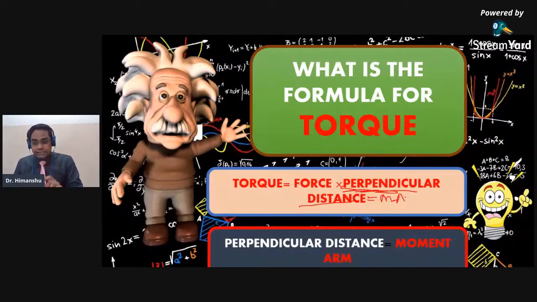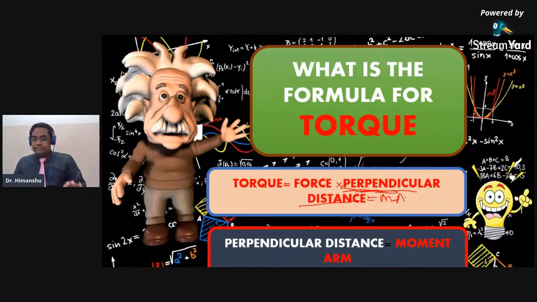Okay, so the perpendicular distance between the joint and the point of attachment of the muscle which is generating this force, the perpendicular distance between the joint and the site of attachment of that particular muscle, will be your internal moment arm.